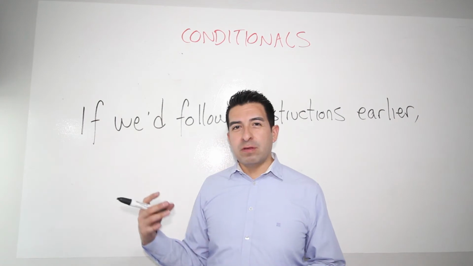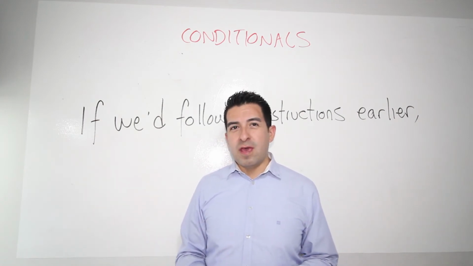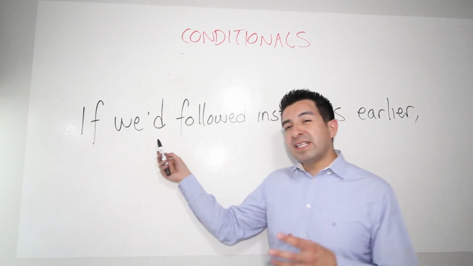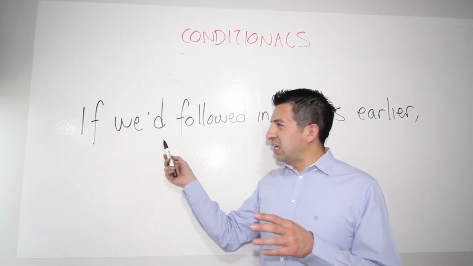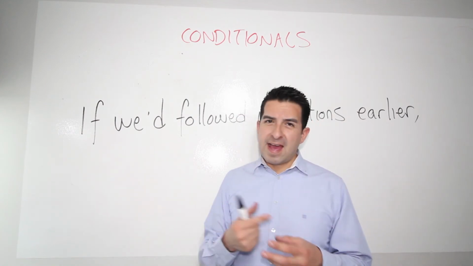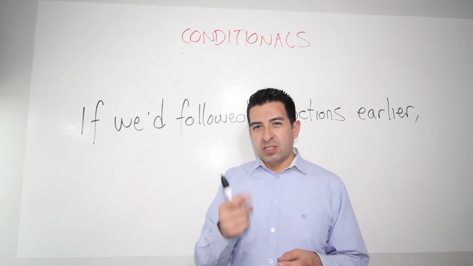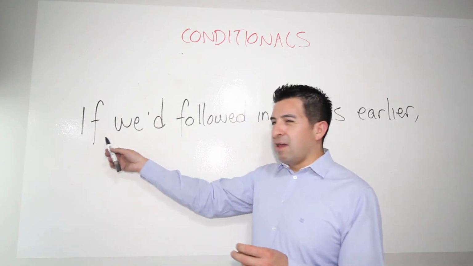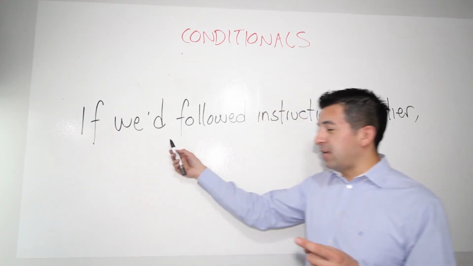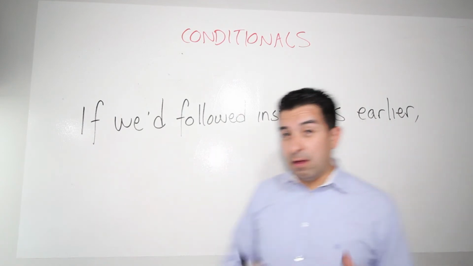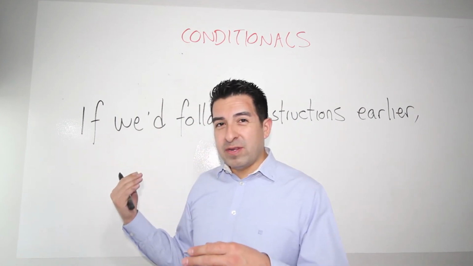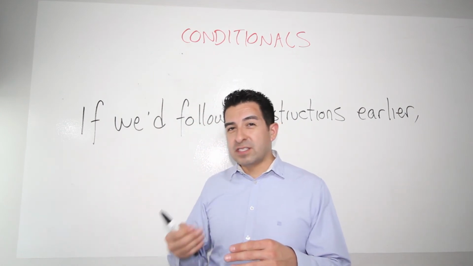Here we have an example of an unreal conditional, an unreal situation in the past, because we have if we'd. What's the 'd'? If we would, or if we had. Check your notes or check your wall. If we had, past perfect, if we had followed instructions earlier, imaginary situation in the past, it didn't happen, that's why it's unreal, it's imaginary.